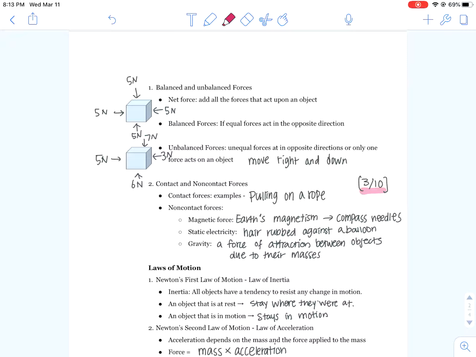Contact and non-contact forces are very simple in terms of the vocabulary, because if it's contact forces, you have to be connected in order to have the force applied. If it's non-contact forces, you don't have to physically attach to something in order to exert force onto something.